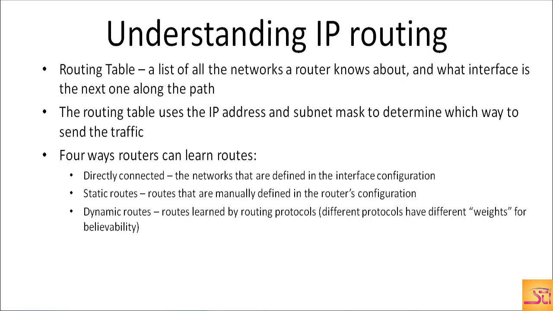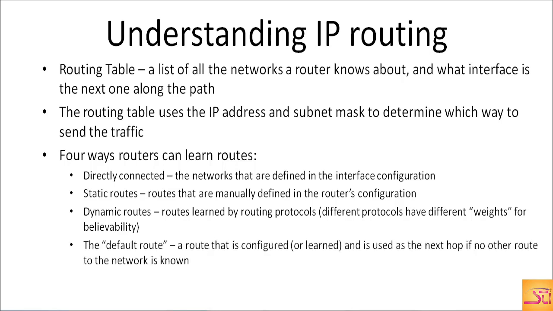And again, that's getting a little more advanced, but just kind of pulling the curtain back and letting you know of some of the more advanced topics that you can expect to see later on down the line. Last but not least is the default route. This is a route that is configured or learned through a dynamic routing protocol, and it's used as the next hop if no other route to the network in question is known.